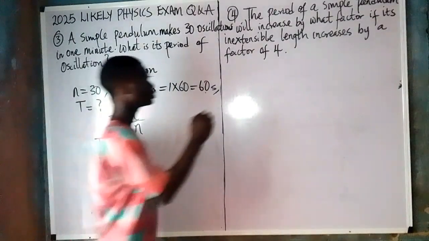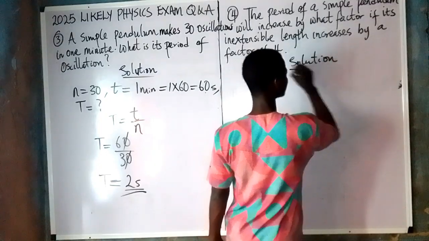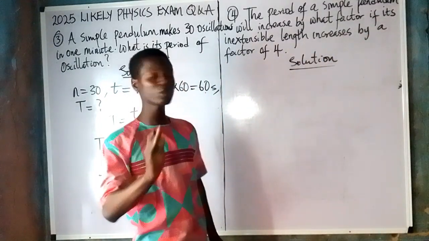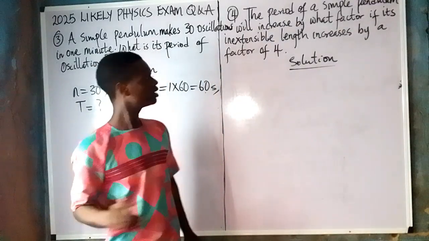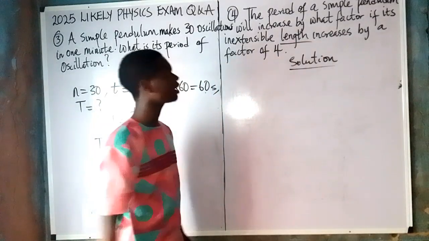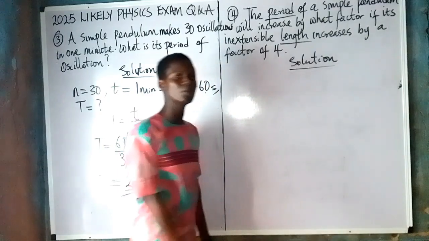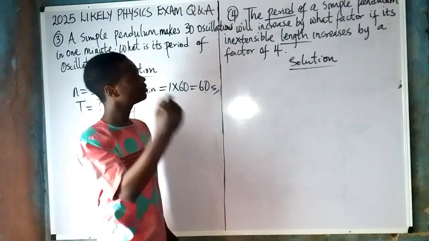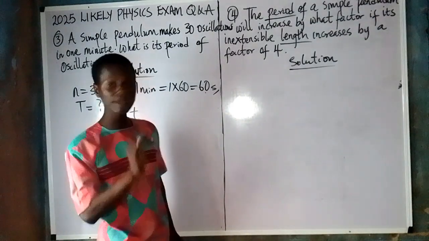So let's go straight to the next question. Question 4. We read, then we solve. He said, the period of a simple pendulum will increase by what factor if the inextensible length increases by a factor of 4. So how do we solve this kind of question?